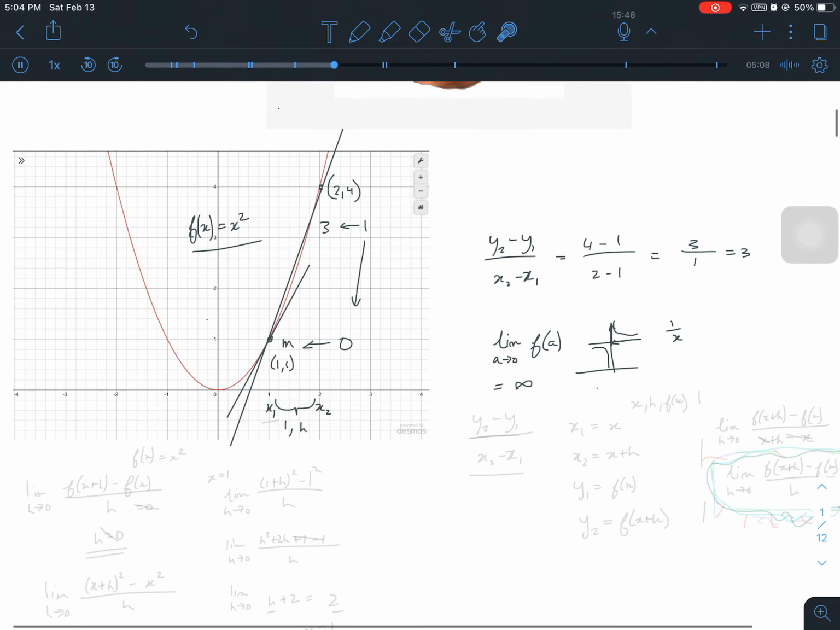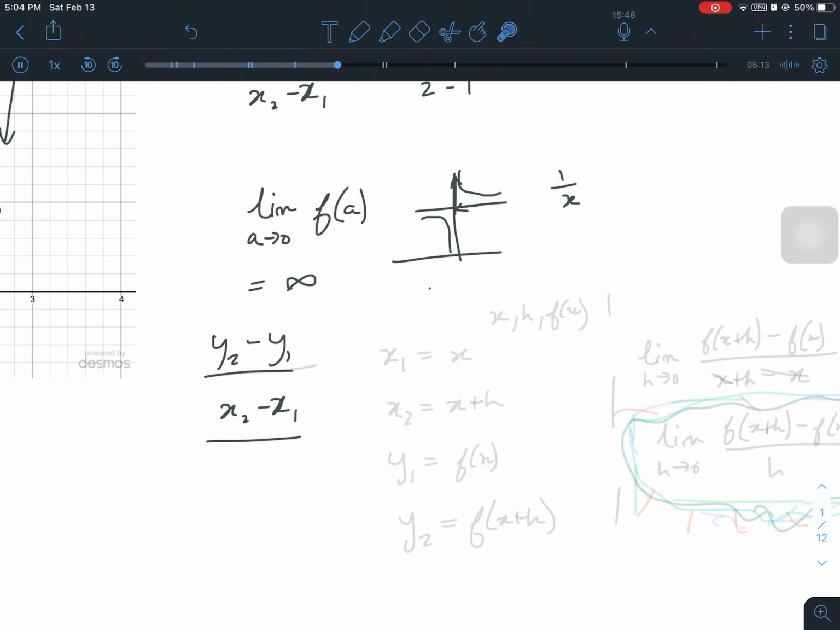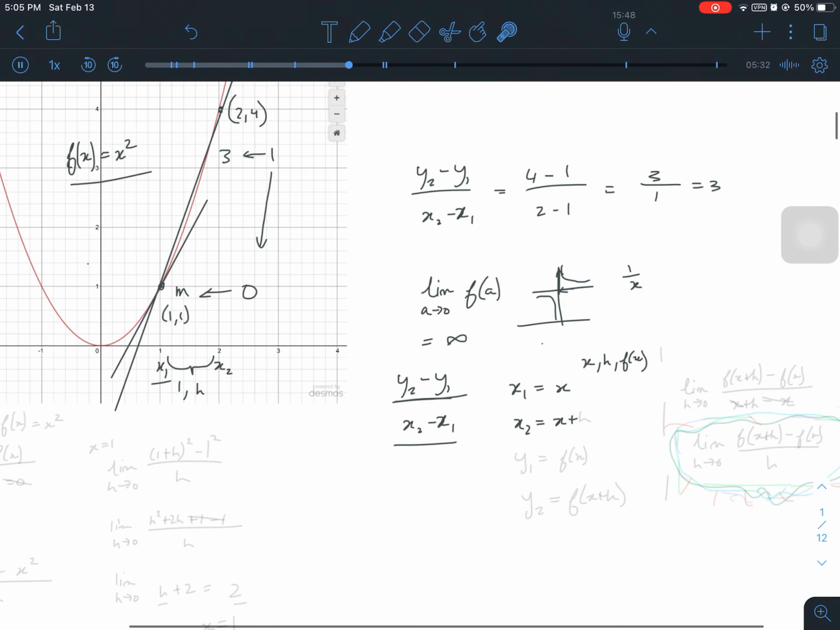Let's try to use f of x in limits. Let's try to convert these four variables into f of x, right? So what's x1, if we're using the variables x, h, and f of x? x1 is just x, right? Here x1 is just x. x2, that's x plus h, right? And y1, that's f of just x, there's no h added on to it. y2 is f of x plus h. And let's just replace all the variables there.